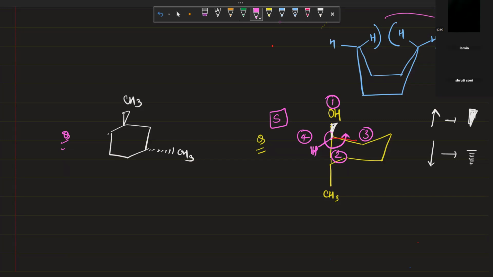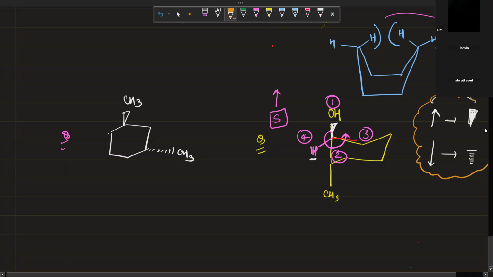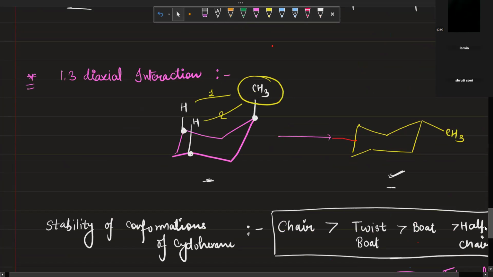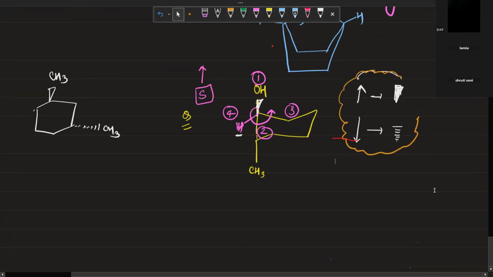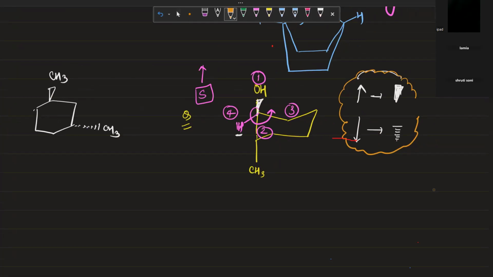Now the main thing: do we need to change the configuration? The fourth group is on this side. How do we identify whether the fourth group is on the wedge side or the dash side? I think that would be equatorial, right? If it's on the dash side, you have to change it, right? In this case, you don't need to identify equatorial or axial.